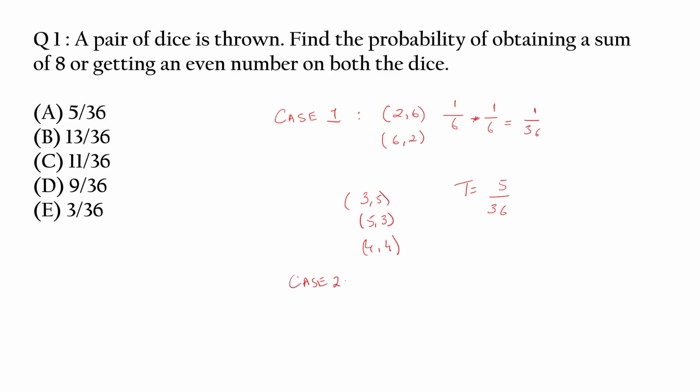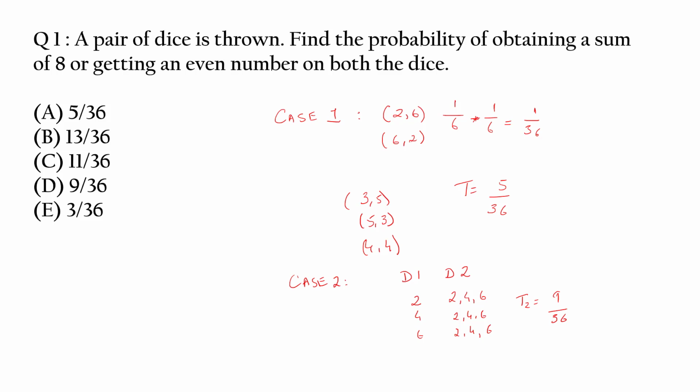Case 2 is getting an even number on both the dice. Let's say this is die 1, die 2, with 2, 4, 6. Here all the cases are 2, 4, 6 on each die. So 2 2, 2 4, 2 6, 4 2, 4 4, 4 6, and so on. The total number of cases is 9. So here case 2 is 9 by 36.